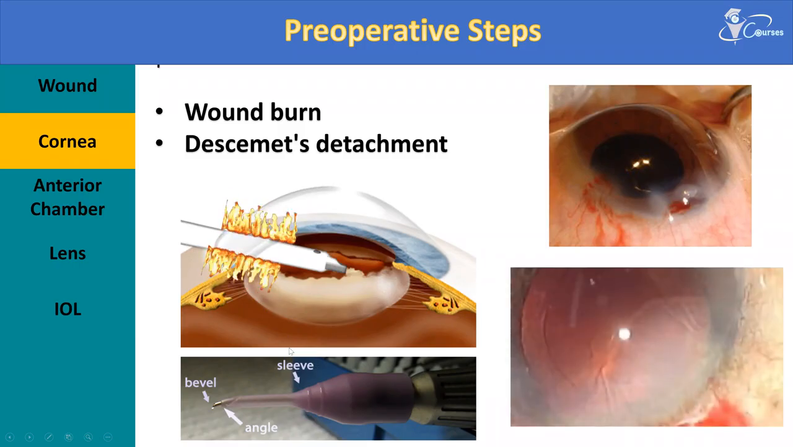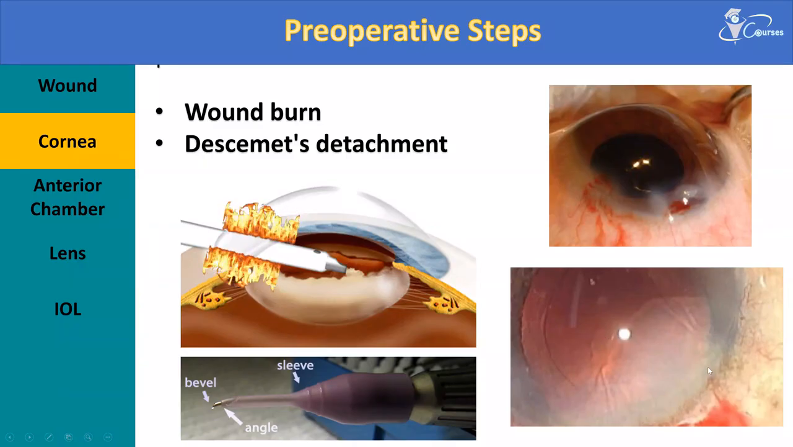Another problem is called the Descemet detachment, and Descemet detachment also has certain risk factors. For example, when you are using blunt instruments, they can result in a wound detachment or Descemet detachment.